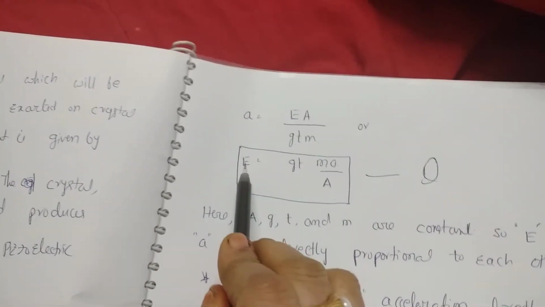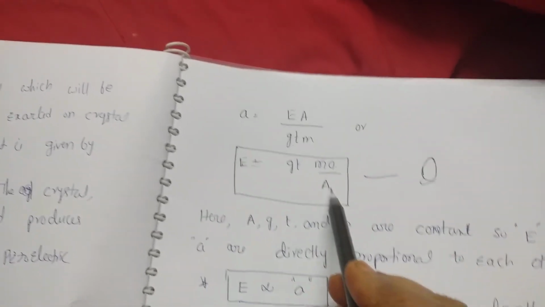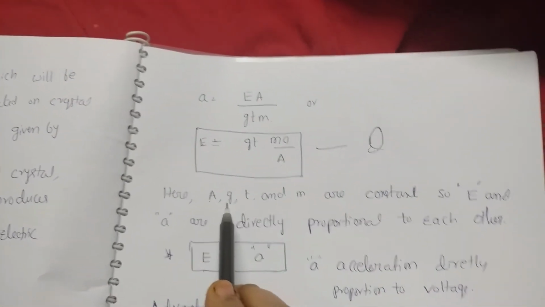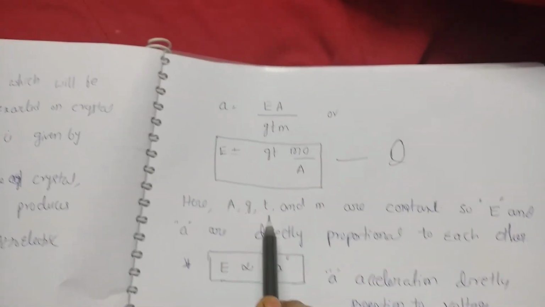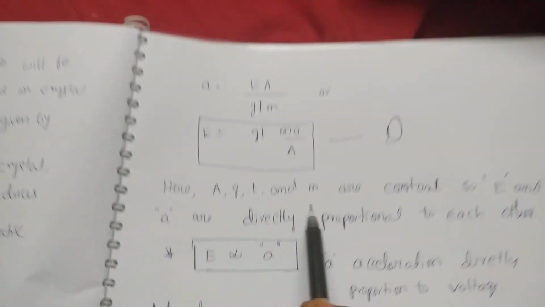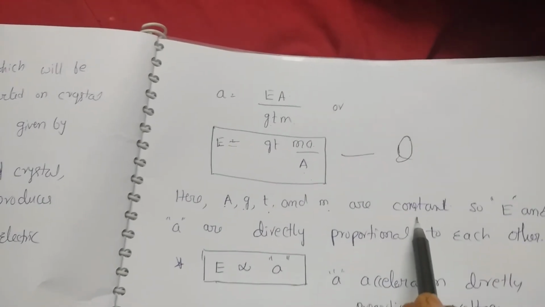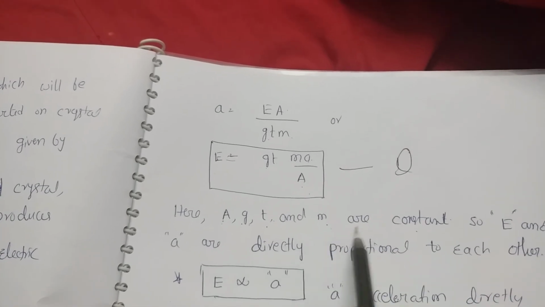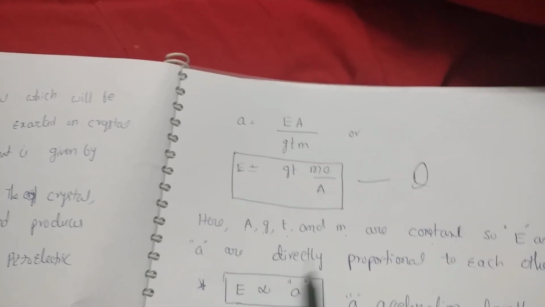So in this equation, E, the output voltage, is directly proportional to g t m a by capital A. Here A, the area of the crystal, is constant, g, the voltage sensitivity of the crystal, is constant, t, the thickness of the crystal, is also constant, and m is the mass of the body. All these are constants. So in the above equation A, g, t and m are constants, so E is directly proportional to the acceleration.